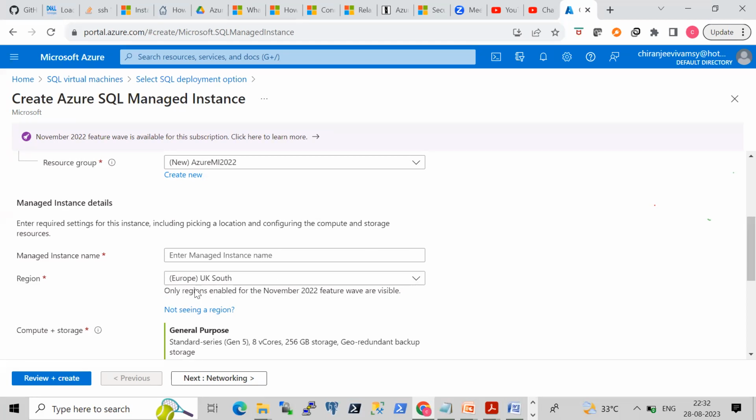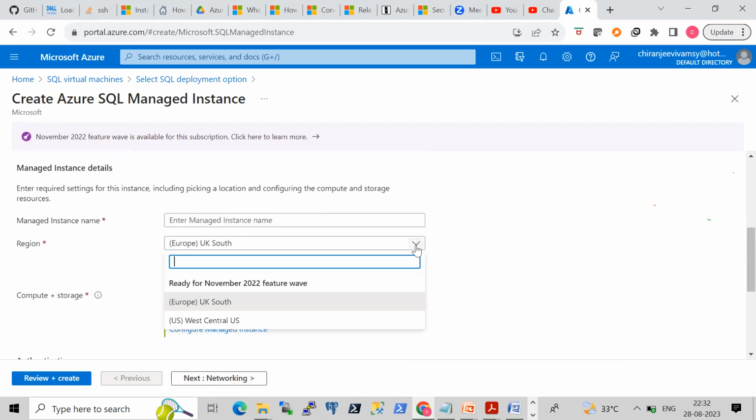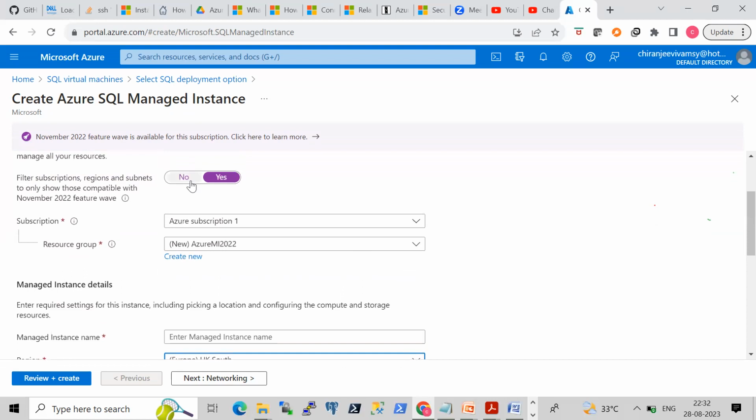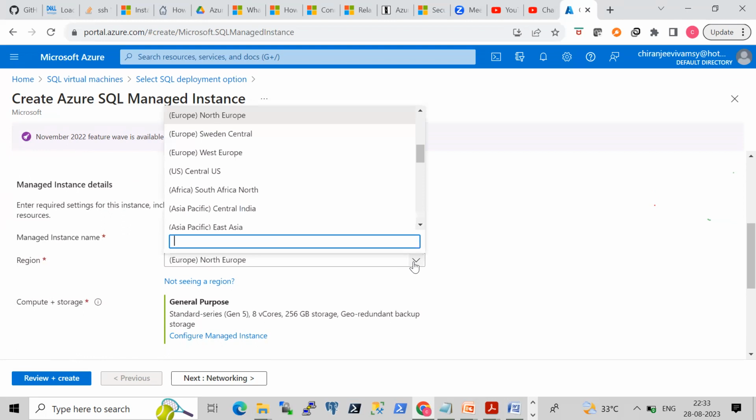Okay, and there is one more thing. If you can see here, only regions enabled for the 2022 feature wave are visible. For example, I'm choosing UK South. If I type, let's say, India, Central India, let's see. It's not popping up, because since I opted for the 2022 feature wave, I am not getting Central India here. I will show you. Let me go to the top, and if I disable this and come here, you see I'm getting Central India.